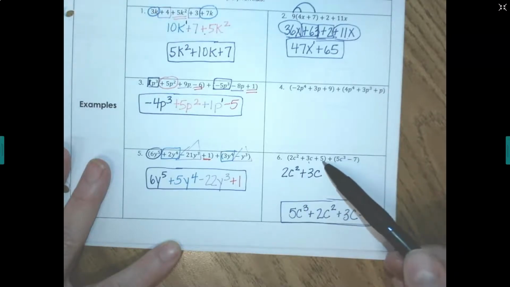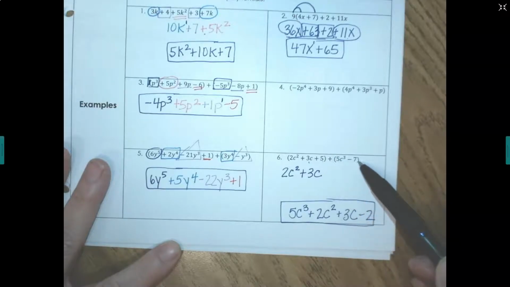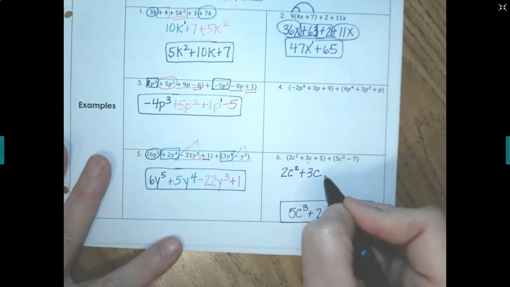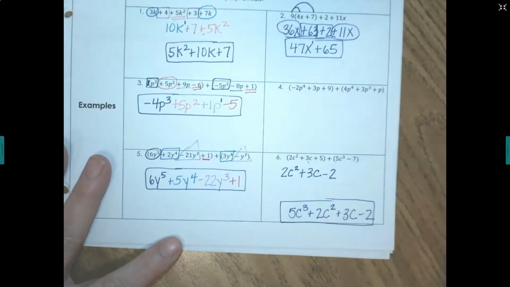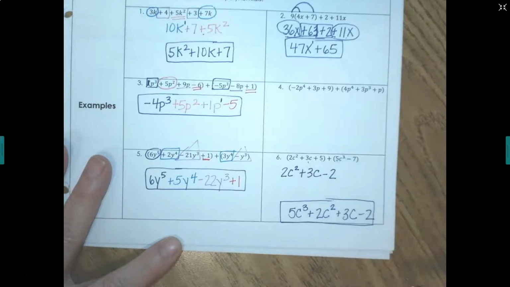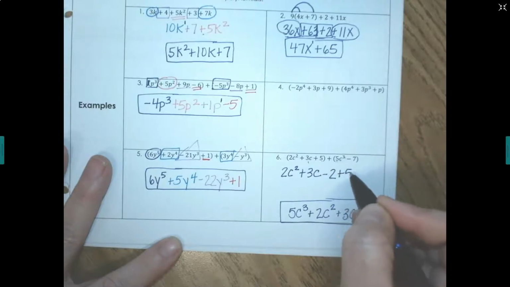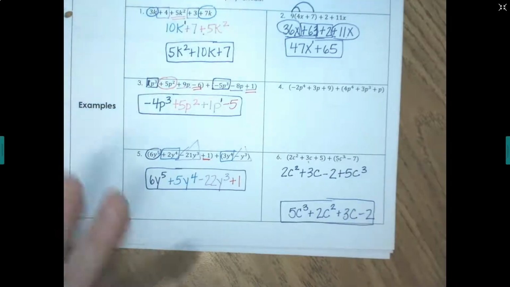I got a positive 5. It's a constant. I'm looking for another constant. I have one right there at negative 7. 5 minus 7 is negative 2. And then the only guy that hasn't been dealt with is that 5c cubed. He's positive, plus 5c cubed.